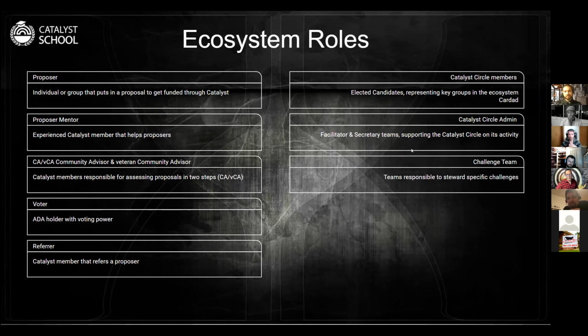Yeah, what usually happens is that with time, you end up acting as a proposer and a CA and proposal mentor. It's mostly based on your own interest and your dedication, the time you have available for Catalyst, because there are a lot of things that you can do here. For example, Victor, he is in a challenge team, he's a Catalyst Circle member. You're a voter, you're a community advisor, you're a veteran community advisor as well, you're a proposal mentor, and you're a proposer. You're a referrer as well? I think even so. But no, never been referred.